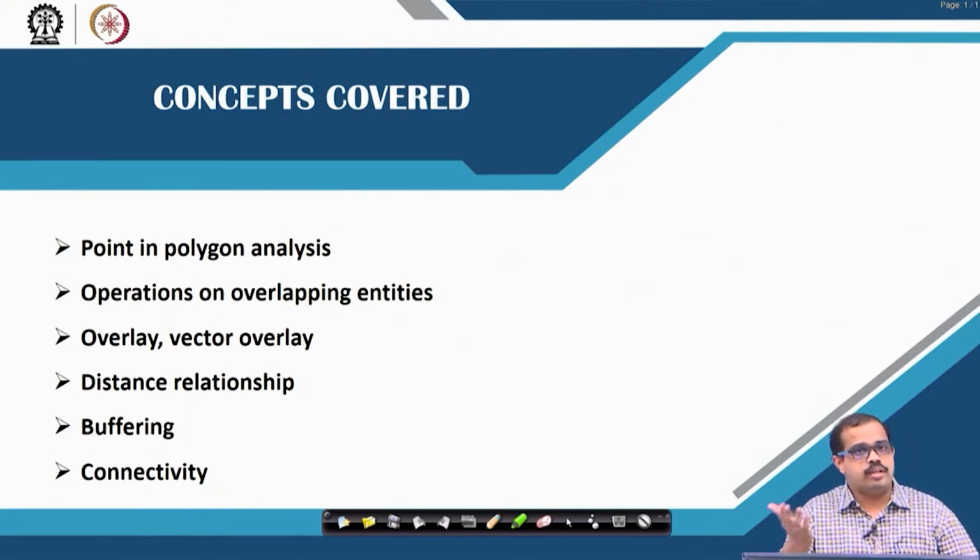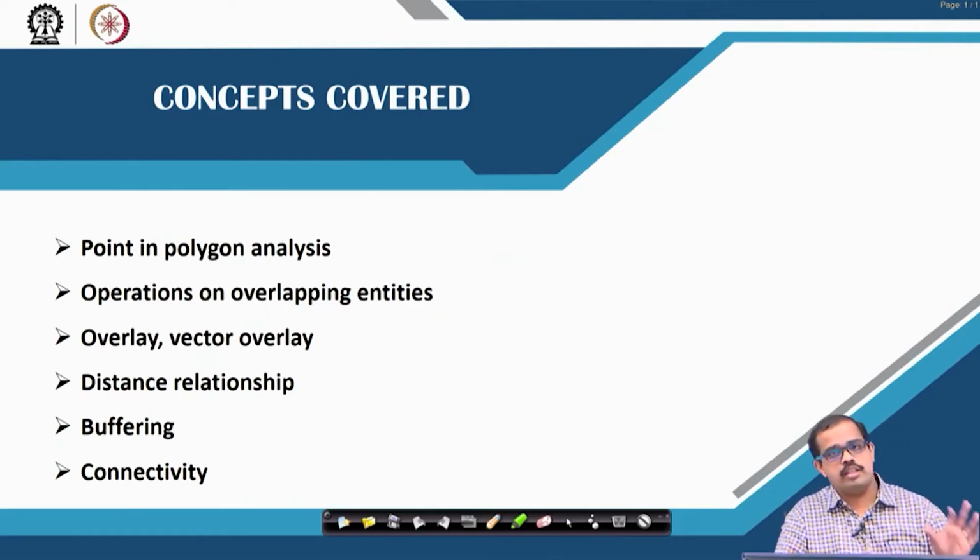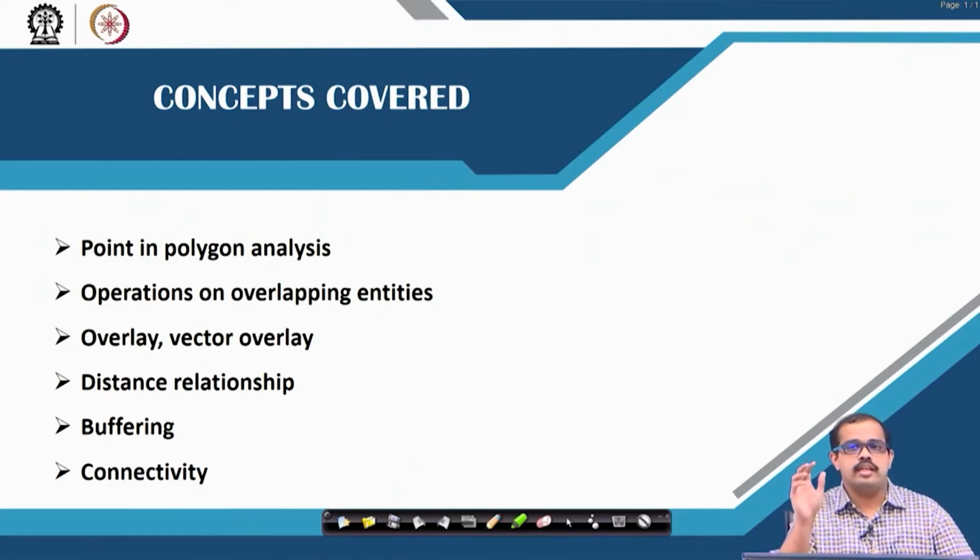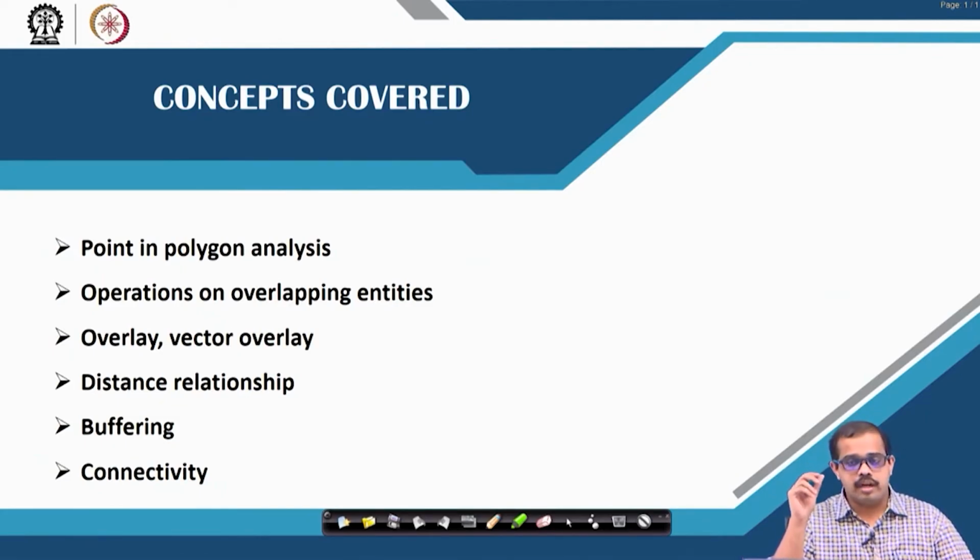Then the vector overlay is the same, I would not stress much. Then the distance relationship I have already spoken about in the previous class, I would not pick up much here, but that is one of those things that you have to see when you are looking at how distance is measured and how it is actually changing. Then we look at the buffering part of it, what the different buffers are, how buffering is an issue, how buffering can be utilized for various analyses, then the connectivity.